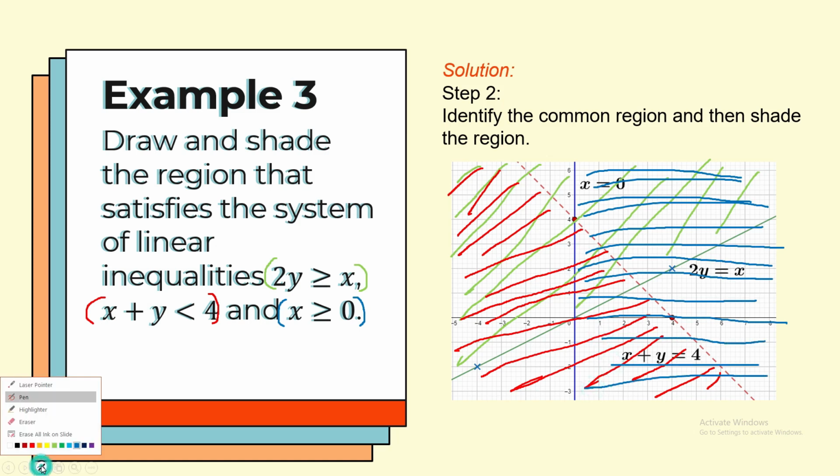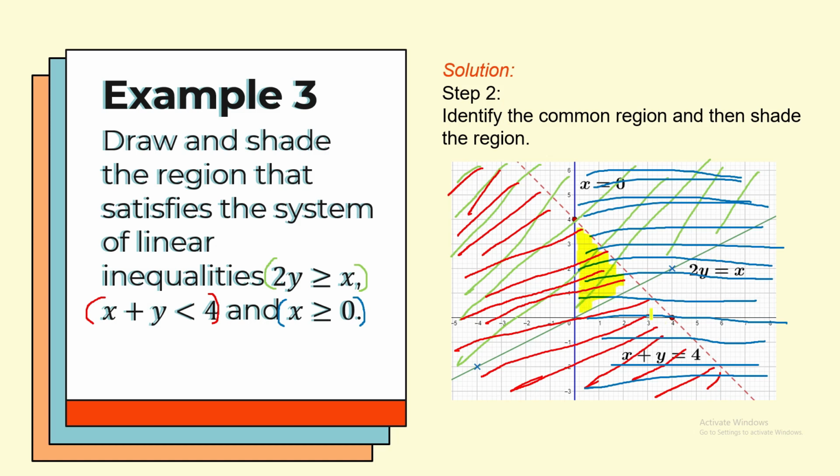Okay, after you completely shade the region, you need to determine which region has three colors in that region: green, red and blue. This region doesn't have blue, this region doesn't have red and green. In the middle part, it has red, green and blue. So we shade this part. Very carefully, do not shade outside the common part.